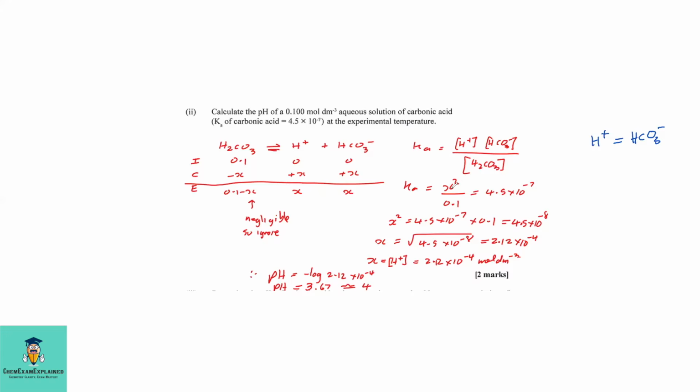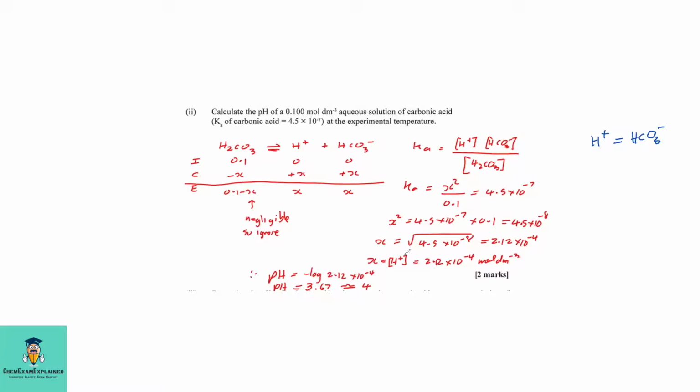We're going to make X the subject of the formula. So we say X squared equals 4.5 times 10 to the minus 7 times 0.1, which is equal to 4.5 times 10 to the minus 8. We're then going to find X by square rooting the value of 4.5 times 10 to the minus 8. So X is equal to 2.12 times 10 to the minus 4. This now gives us our H+ concentration. So the H+ concentration is equal to 2.12 times 10 to the minus 4 moles per dm cube.